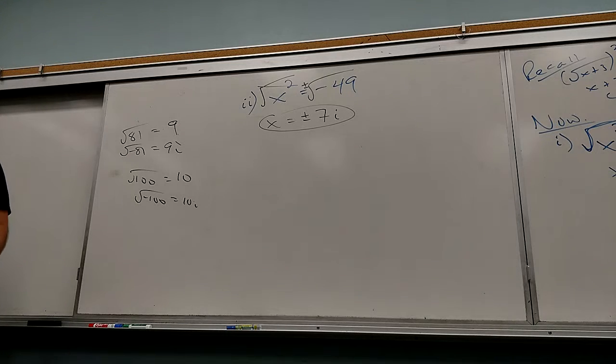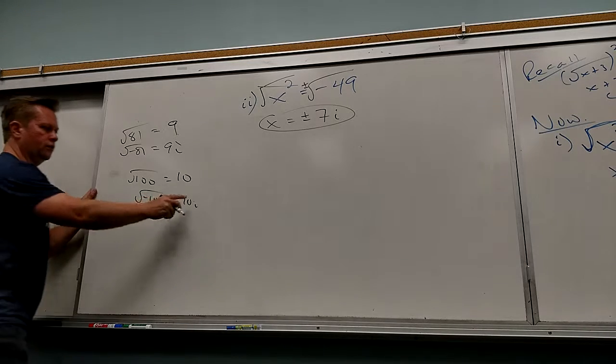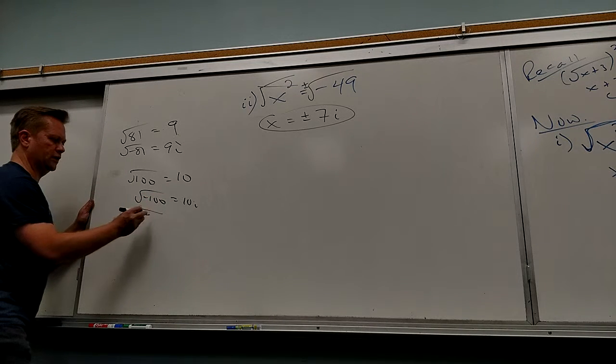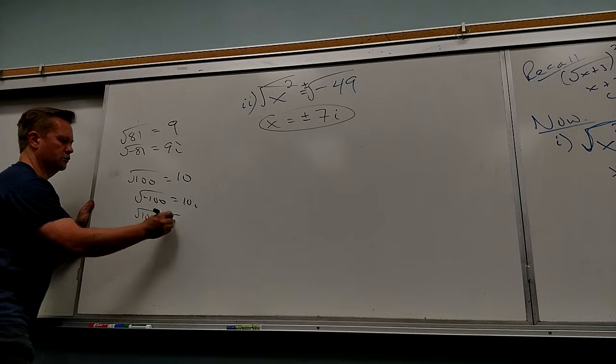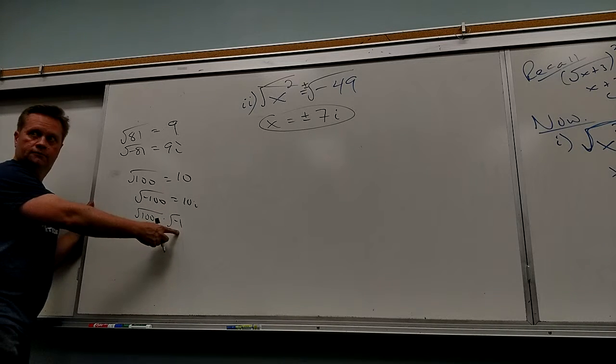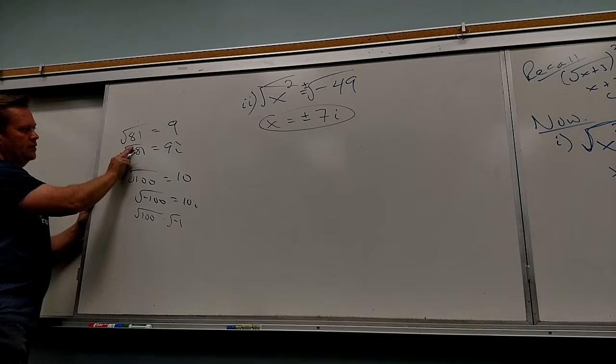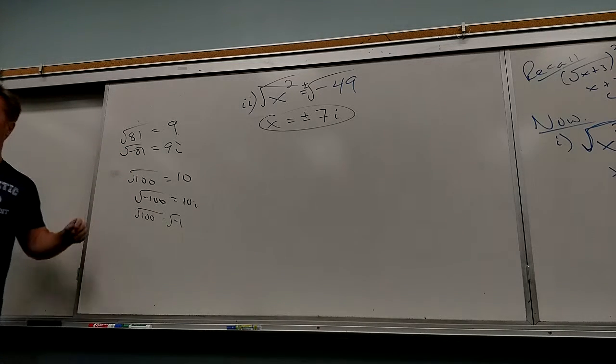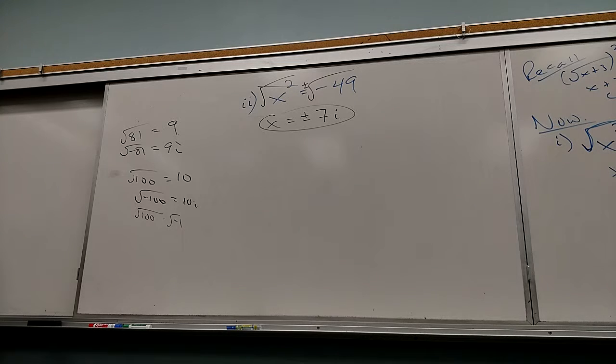I'm all excited. Right? You guys see it? Okay. So really, just to show you what's happening, I'm breaking this up as the square root of 100 times the square root of negative 1. That's exactly how that factors, right? That's 10, that's i. That's 9, that's i. That's why that's so quick.